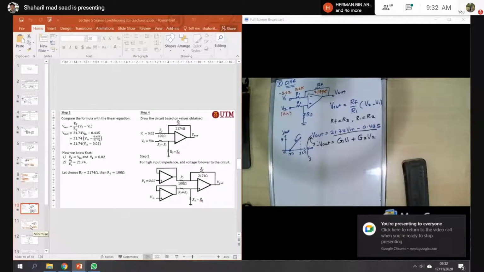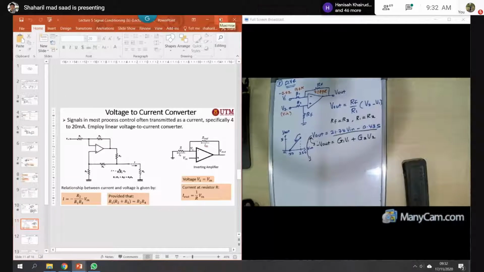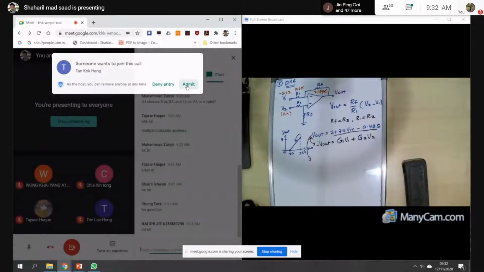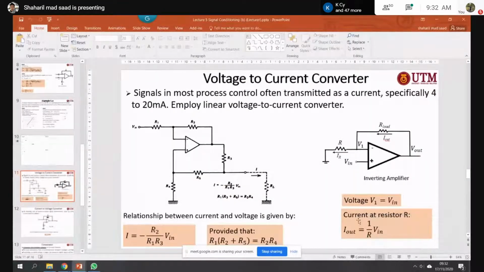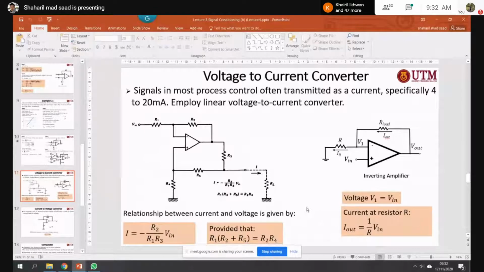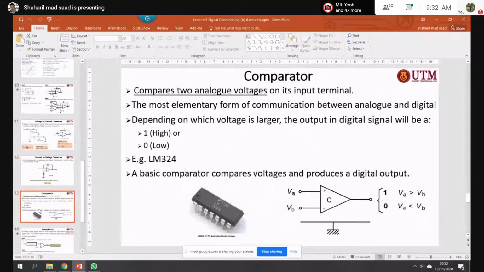Now we move to the voltage to current converter. Sometimes we use this one, but sometimes we don't. It depends on your application. Voltage to current converter, you can look into that, maybe go through it a little bit, so you can get the current and so on. Same thing for the current to voltage converter. Sometimes we use it. So let's go through the comparator.